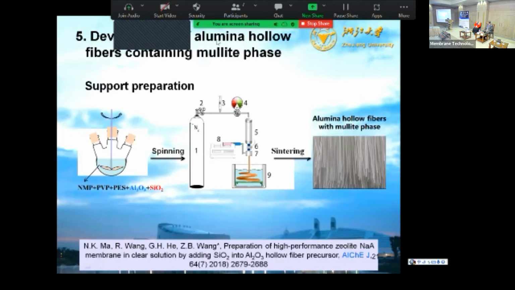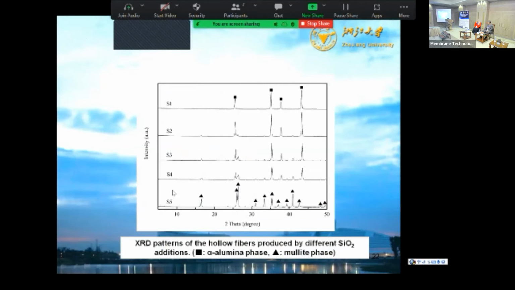Next, we developed alumina hollow fibers containing mullite phase. That means we put extra silica powder in the alumina spinning slurry. Then after spinning and sintering, we can get alumina hollow fibers with mullite phase. This mullite phase can be seen from the XRD pattern. With the increase of the silica content, we can see the mullite phase clearly.